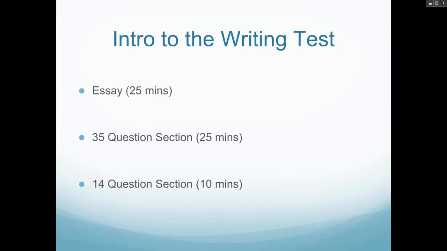Okay, so just a quick introduction to the writing portion of the SAT. There will be an essay on the SAT. It's 25 minutes. That's one section. A second section is a 35 question multiple choice section. They give you 25 minutes for that. And then there's a 14 question multiple choice section. You have 10 minutes for that section. So it's interesting to note, everyone, that the essay only makes up 30% of your writing score. So jot that down if you weren't aware of that. The essay is only 30%. The multiple choice grammar questions make up 70% of your writing score. And that's why this webinar tonight is so important.